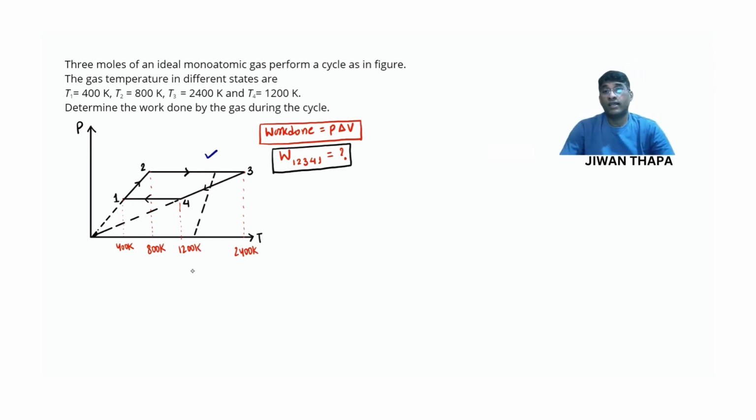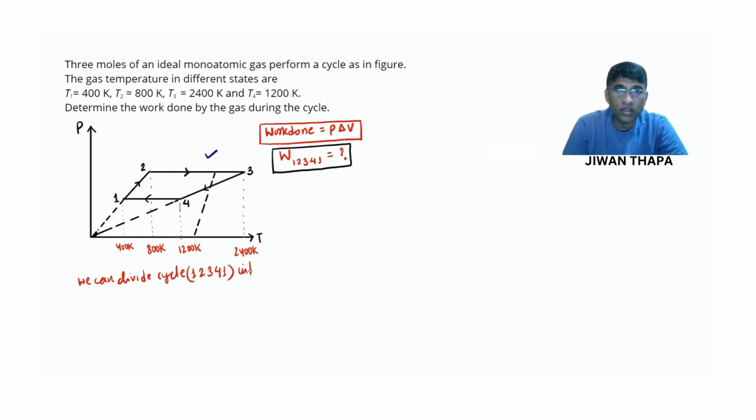So we can divide this cycle, that is cycle 1, 2, 3, 4, 1. I'm writing in this way: we can divide cycle 1, 2, 3, 4, 1 into different segments.